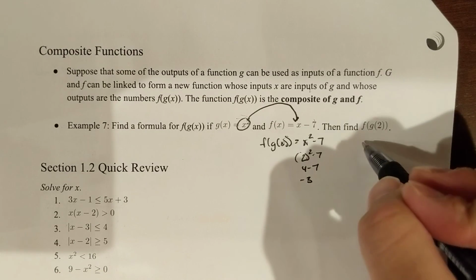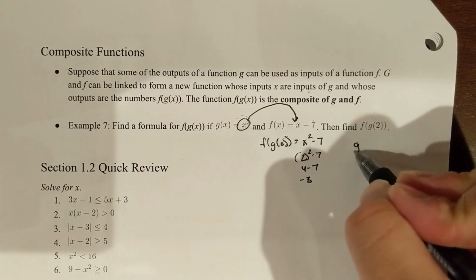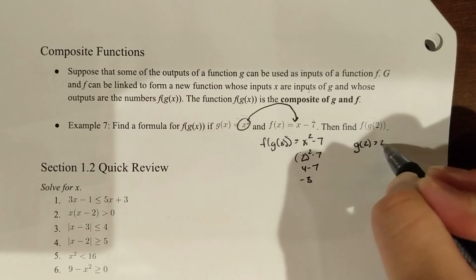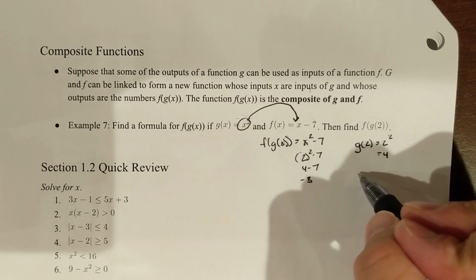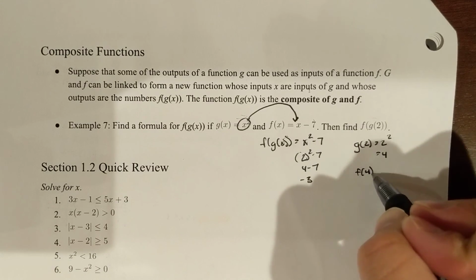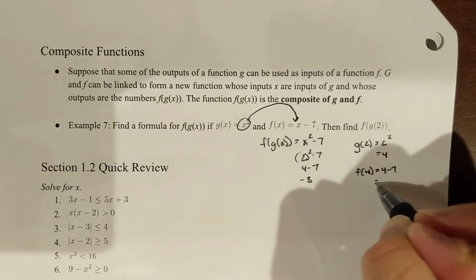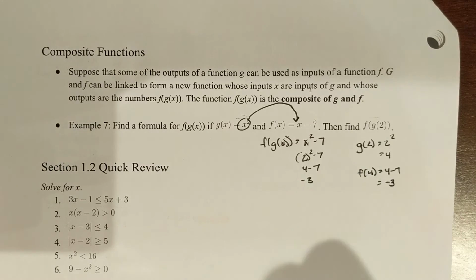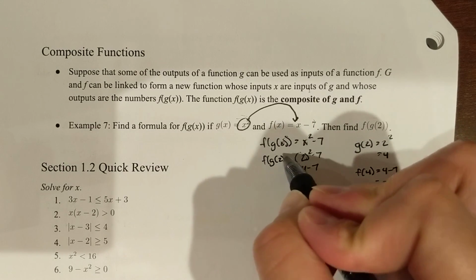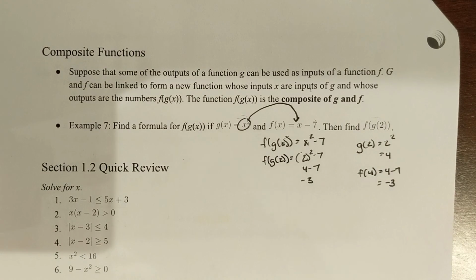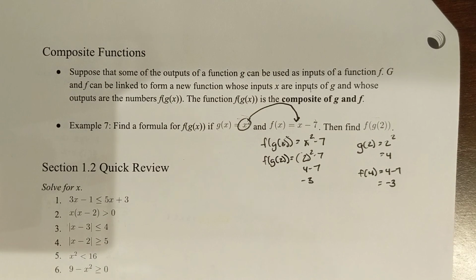So if I plug 2 into g, g of 2 is equal to 2 squared, which is 4. Then we take that number and plug it into f. So f of 4 is equal to 4 minus 7, which is negative 3. Same answer we got over here. So this one is f of g of 2 done in one step, and this is feeding it from one function to another. And that is the end of this section.